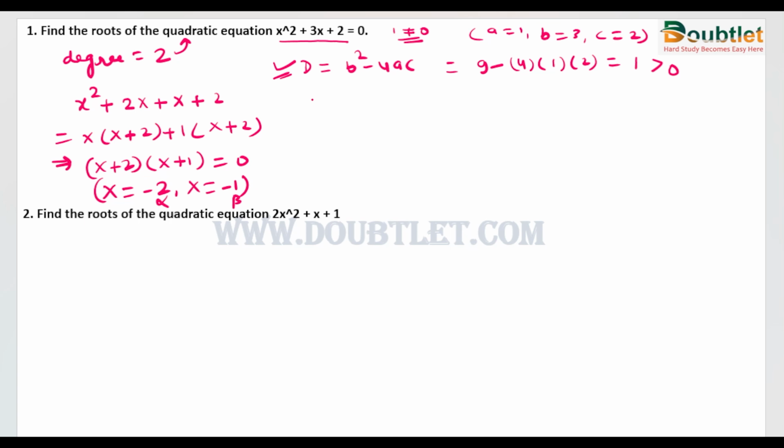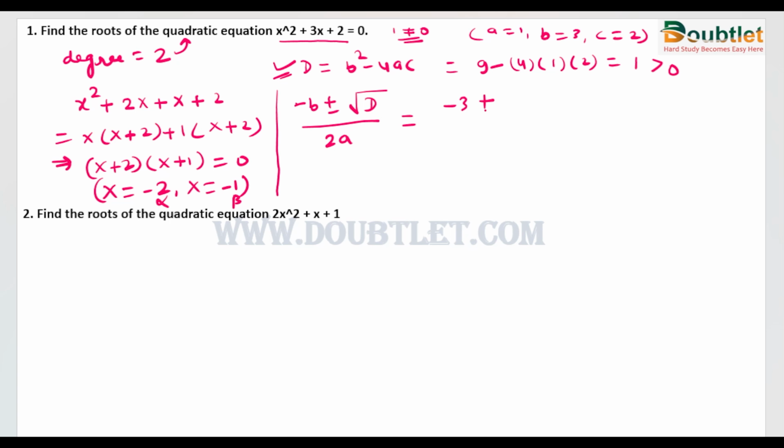Now if we can't expand this middle term, meaning 3x here has been expanded into 2x plus x, but in many cases it can't be expanded. So we will use the Sridharacharya method here to find the roots. So roots are minus b plus minus under root of d divided by 2a. If we put the value of b, a and d in this formula, then we will get the value of roots.